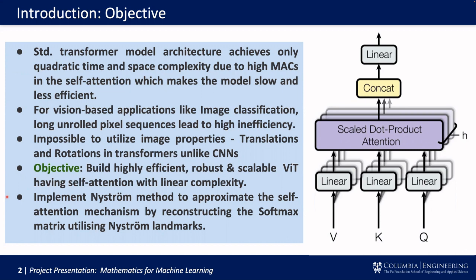Through this work, we build a highly efficient vision transformer model having self-attention with linear complexity, which uses long-term dependencies of image pixel sequences and the dynamic weights for image classification. The proposed linear model focuses on leveraging the Nystrom method of matrix approximation as an improvement over traditional vision transformers to approximate the self-attention mechanism by reconstructing the softmax matrix utilizing landmarks or the Nystrom points on the complex ImageNet dataset.